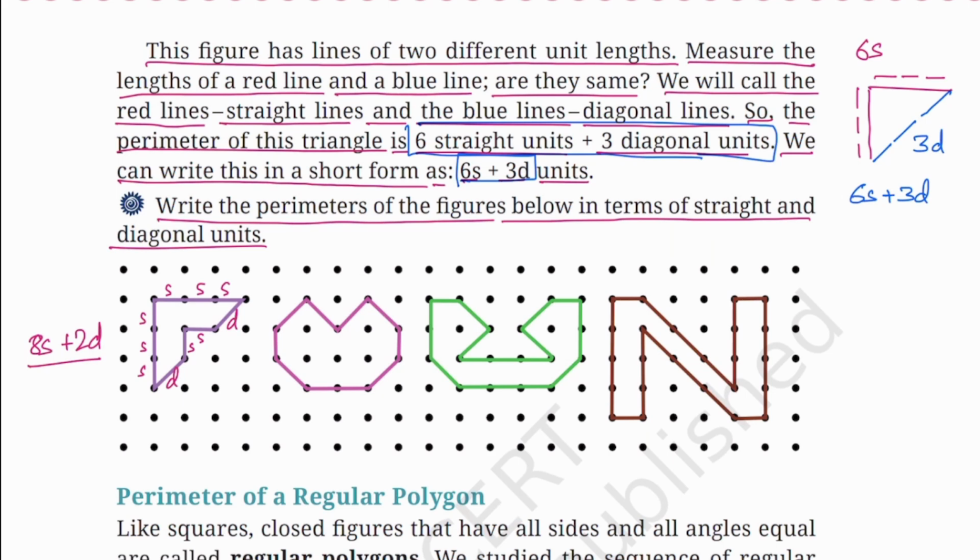Similarly, for the second figure, number of straight units will be 4 and diagonal units 1, 2, 3, 4, 5, 6. Similarly, you can do this for the third and fourth figure.